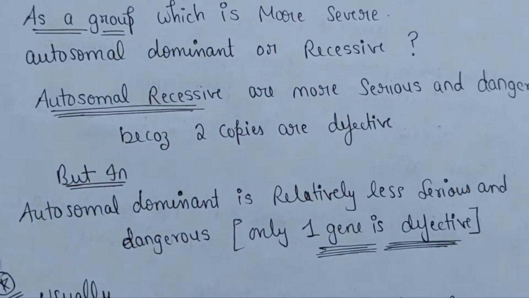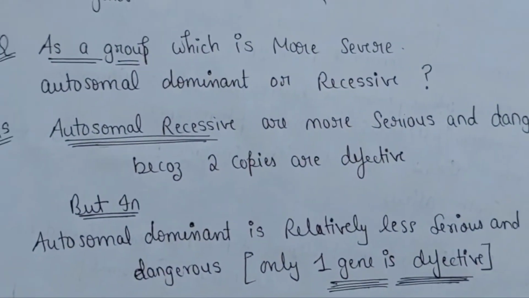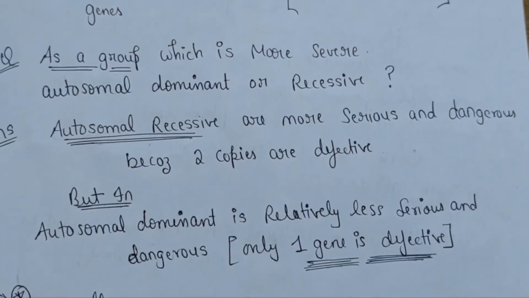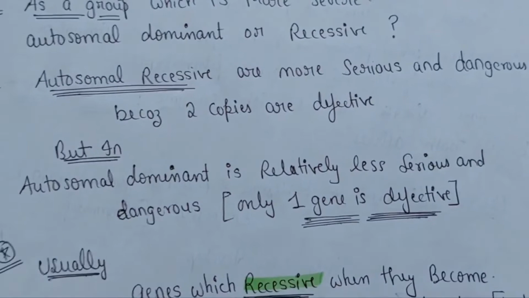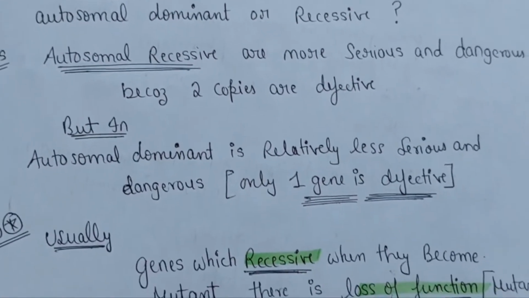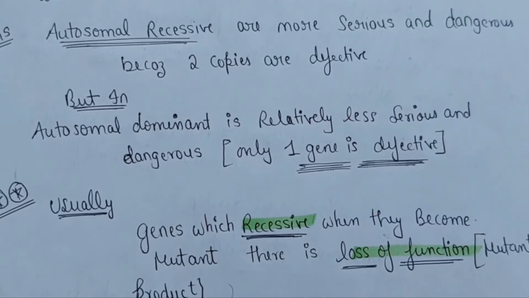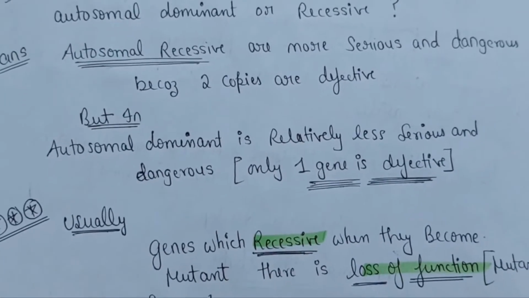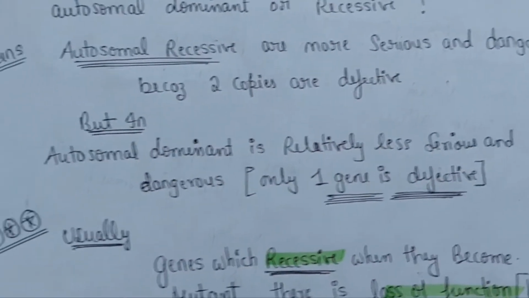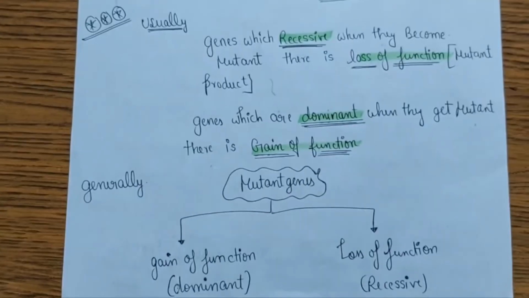Now we have a question: as a group, which is more severe, autosomal dominant diseases or autosomal recessive diseases? The answer is that autosomal recessive diseases are more serious and dangerous because both copies of the allele are defective. But autosomal dominant disease is relatively less serious as compared to autosomal recessive, because at least one gene is healthy and the other allele is defective.